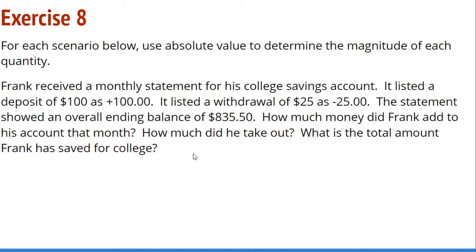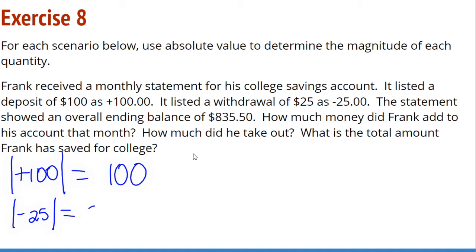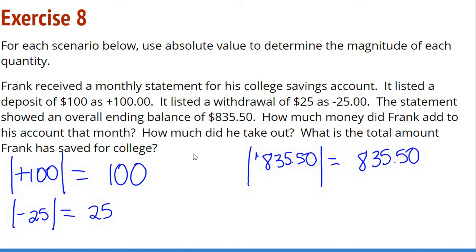These are questions of magnitude. He added $100. The magnitude of the amount added was 100. He withdrew $25, which is a -25. The magnitude of that amount is 25. He has a balance of $835.50. That's a positive for him. The magnitude, the measurement of how much that is, is $835.50.